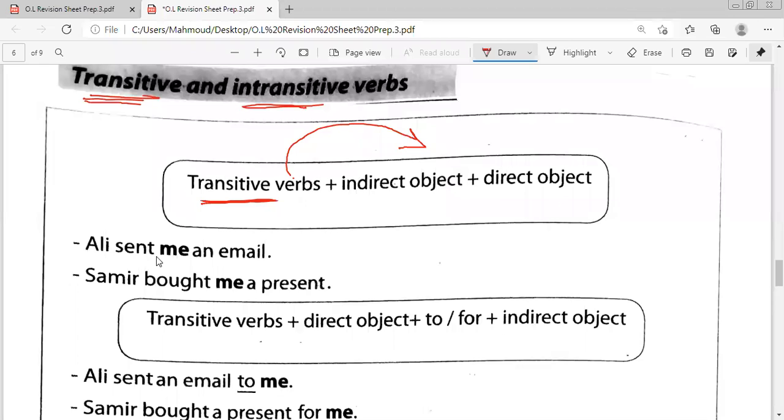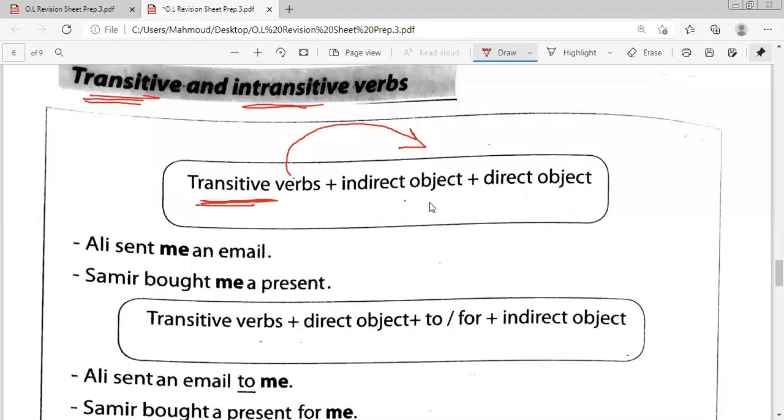Like this example, Ali sent me an email. You cannot say Ali sent without saying an object, without telling me the object. You cannot say Samir bought. Bought what? Or bought for whom? So it's very important to tell me the object after these verbs. These are called in English transitive verbs. So after the transitive verb, you can put an object.